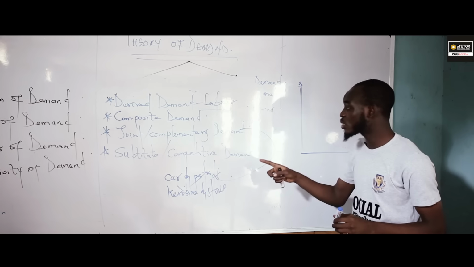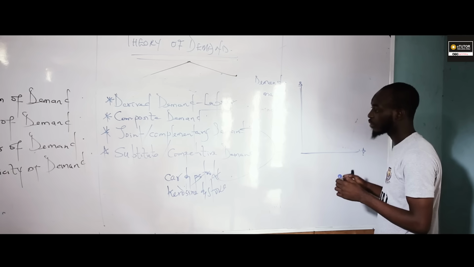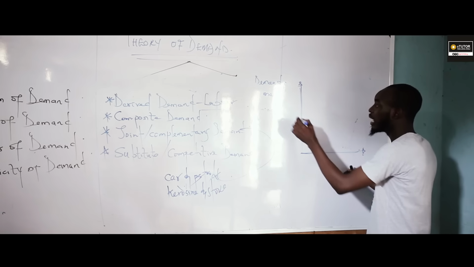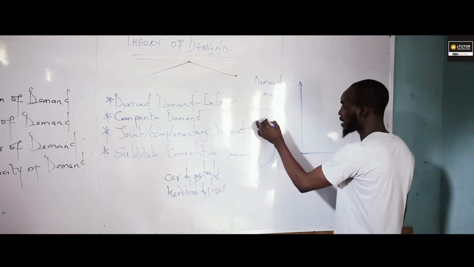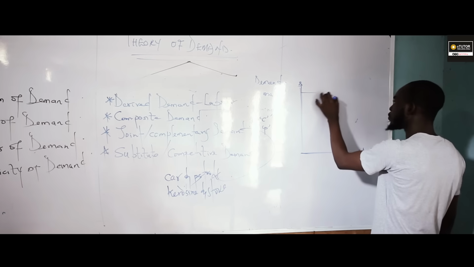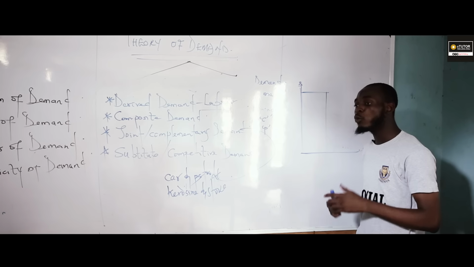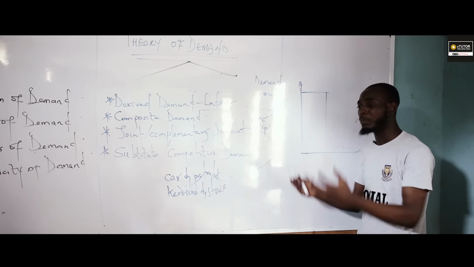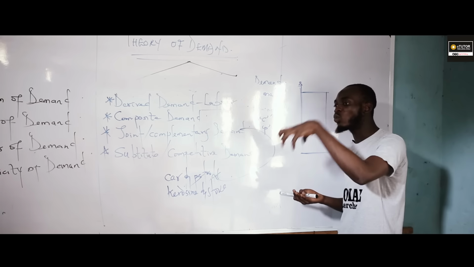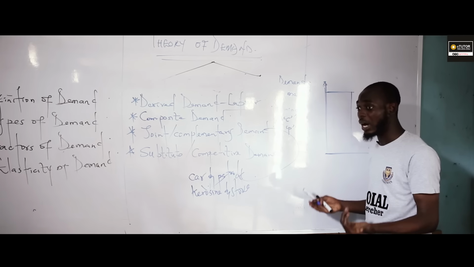Let's look at the curve. Now look at it. The joint or complementary, like I said, an increase in price of one will reduce the quantity demanded of another. Let's name our car as C and our petrol as P. If there is an increase in price of car, what will be the effect on petrol? People will reduce the quantity demanded of petrol, just because petrol is meant for cars. Just because we are using petrol to fuel our car.